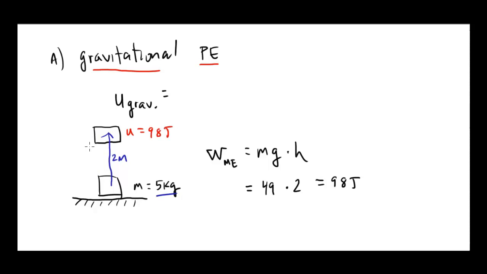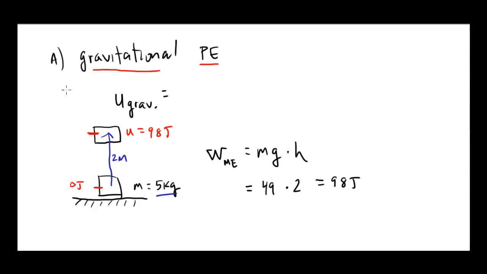Now, one word on this before I continue. When I say that this has 98 joules, I'm implying that this is 0 joules at the bottom. So I can say this is 0, and that's 98. In other words, I've defined the ground as my 0 point. It's your free choice in these problems to set the 0 point wherever you want.